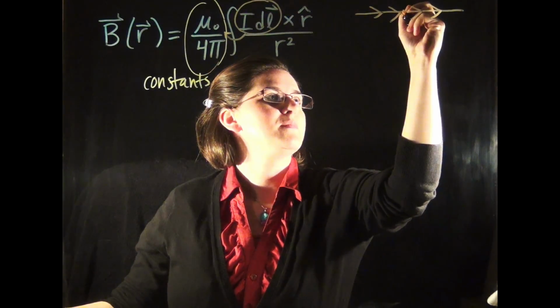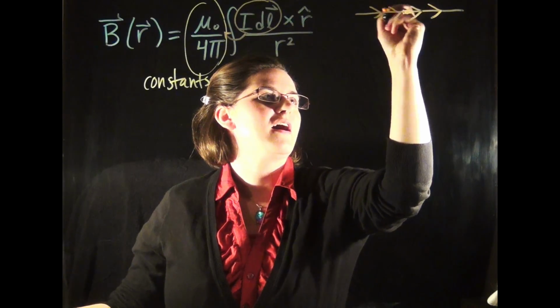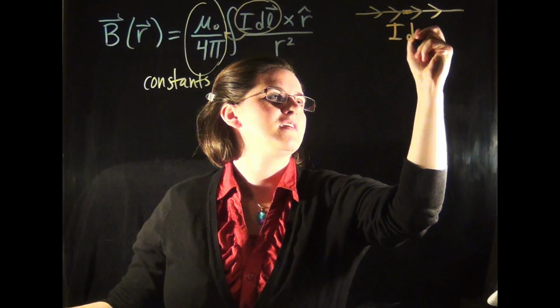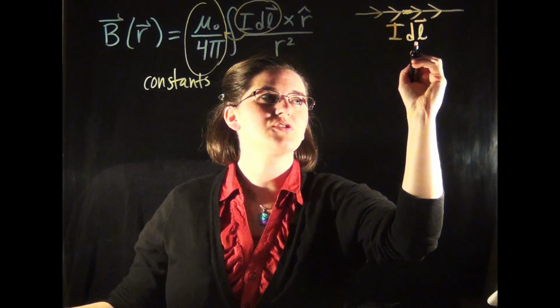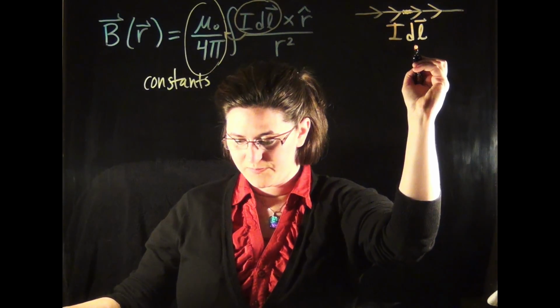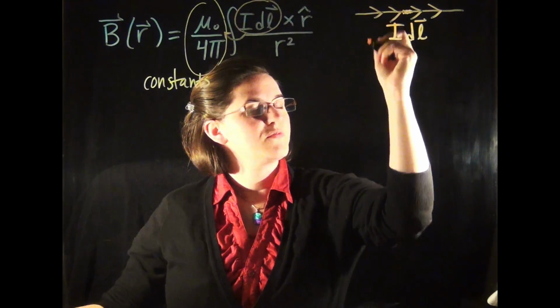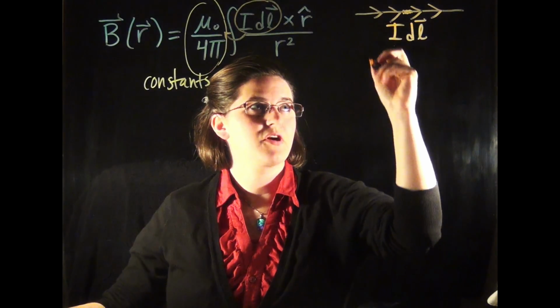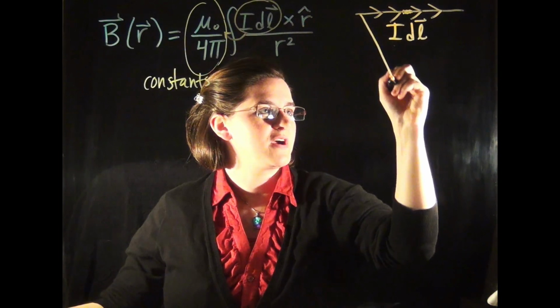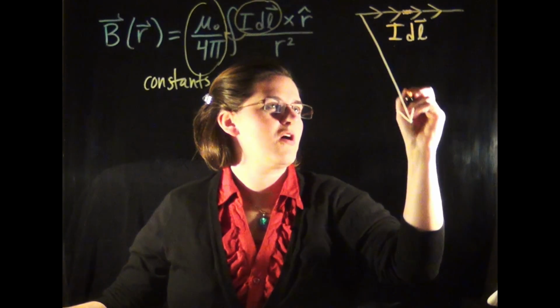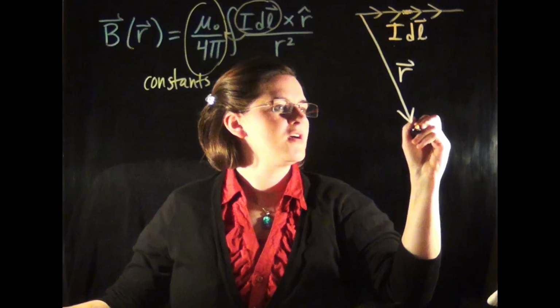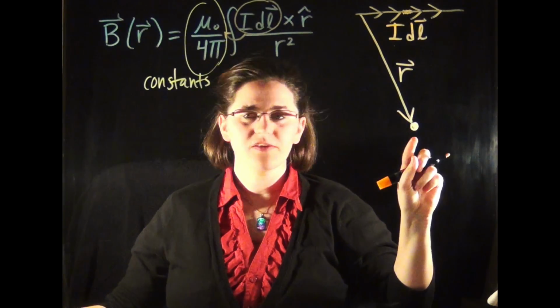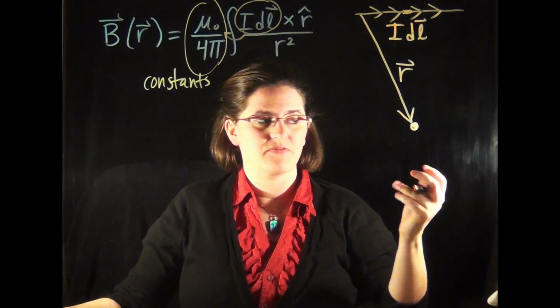So here's some I dl, some current traveling along a little bit of length here. Now, if we want to find B at a distance r away from this little bit of current, we may want to define a vector r to some point, and at this point we're trying to find the magnetic field B.